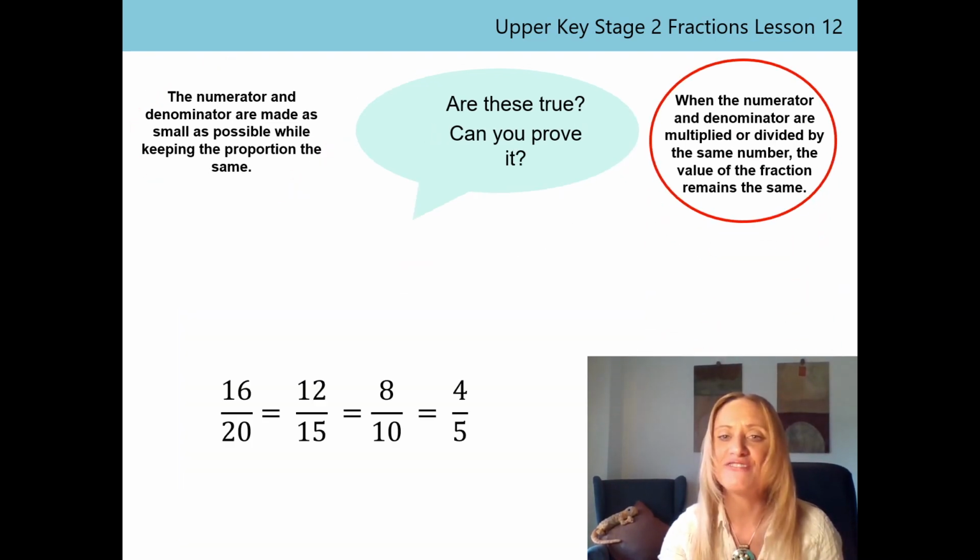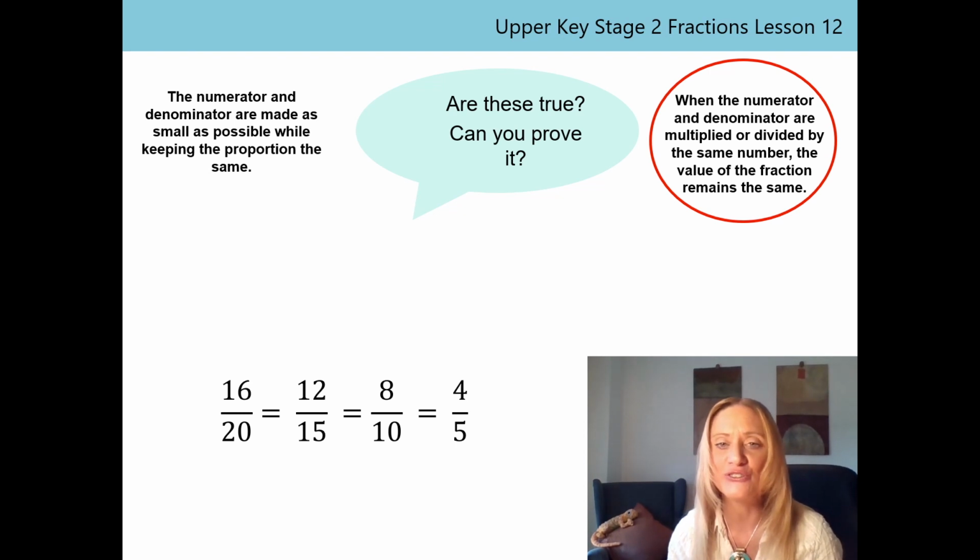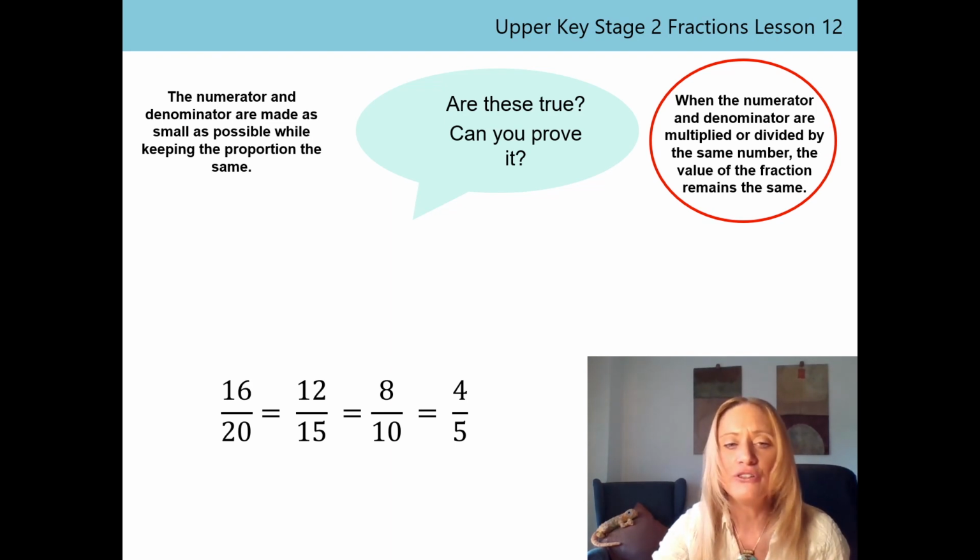You've also met this generalisation in several of the previous lessons. Shall we read it together? When the numerator and denominator are multiplied or divided by the same number, the value of the fraction remains the same. Do you remember that one? Super. Well, you just proved to me in the last slide that 8/10 was equivalent to 4/5 because they're the same proportion of the whole, and you drew me some great area models to prove that.